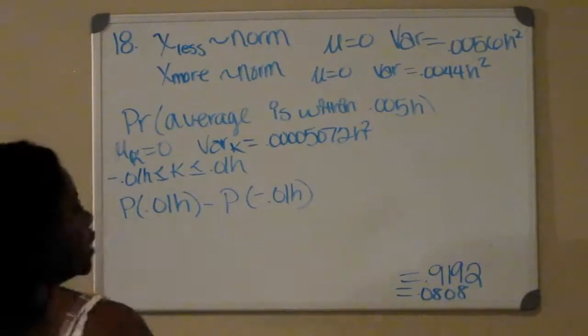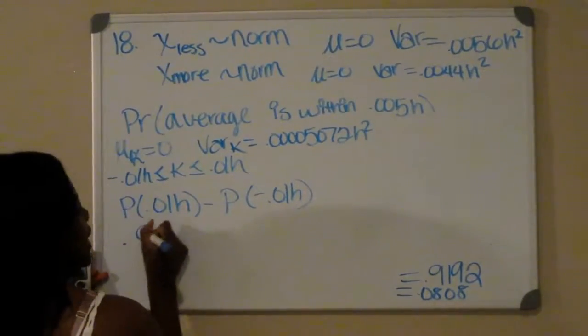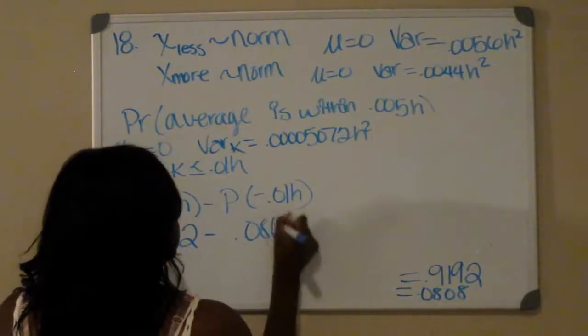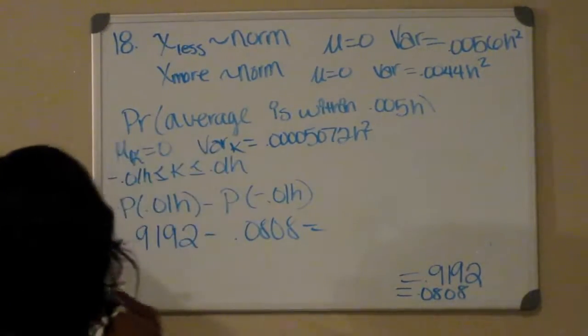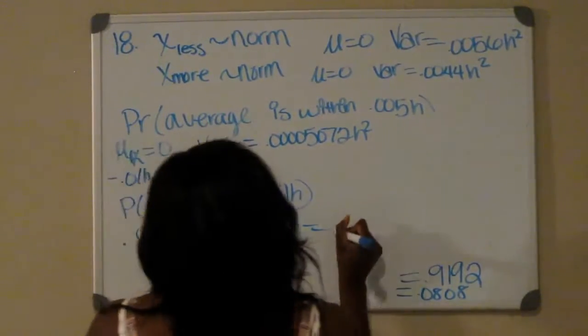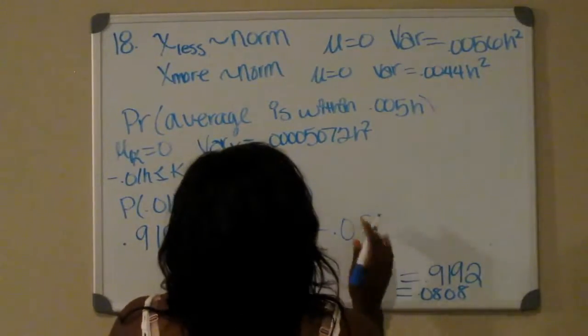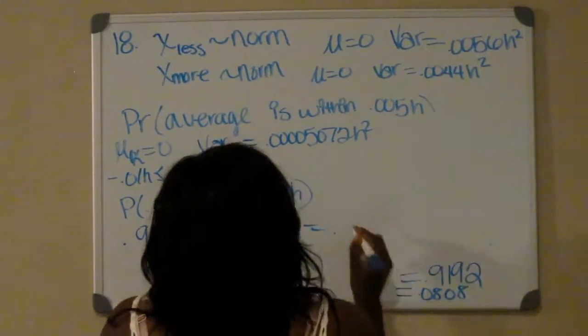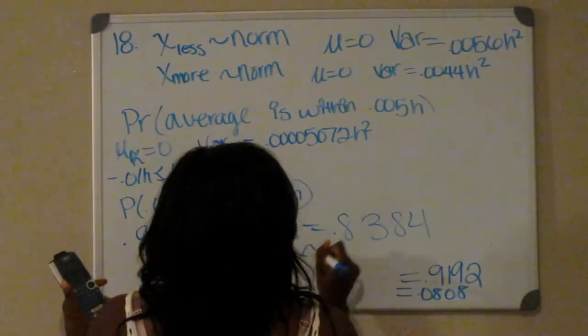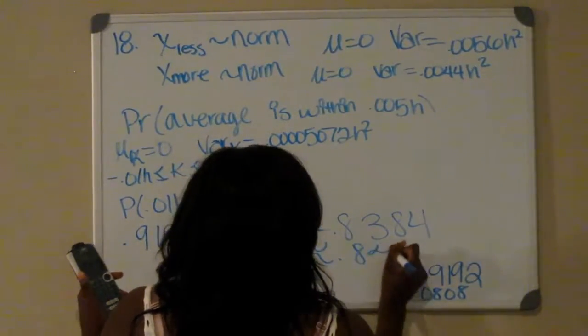Like my sound effects. We have 0.9192 minus 0.0808. Cross our fingers, hope for the best. Which leaves you with 0.8384. 0.84.